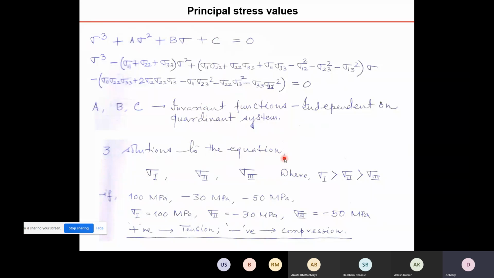And these 3 solutions are written as sigma Roman 1, sigma Roman 2, and sigma Roman 3, where sigma Roman 1 is greater than sigma Roman 2 is greater than sigma Roman 3. They can also be equal. All 3 can be equal. All 3 can be different. Any 2 can be equal. But the way we represent them, the highest value is Roman 1, the second highest value is Roman 2, and the third highest value is Roman 3. This is the convention.